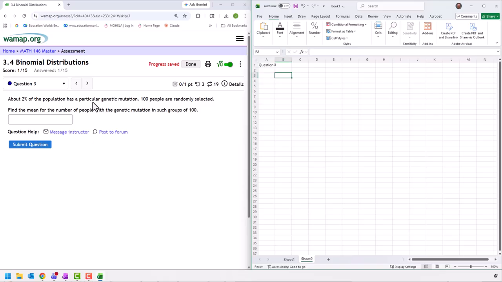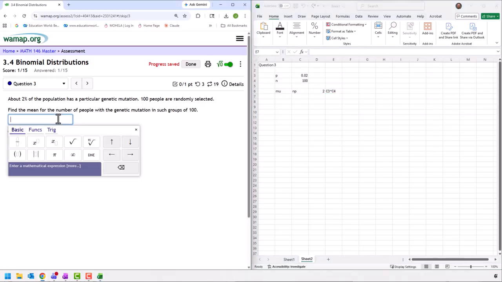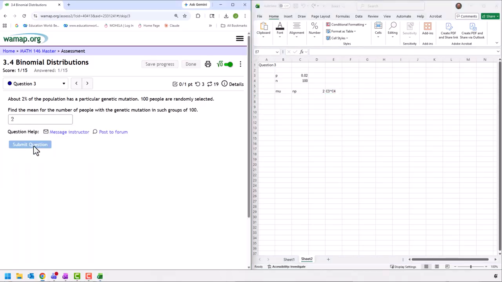About 2% of the population has a genetic mutation. So I'm saying that's a success, and 2% as a decimal is 0.02. Don't put it as 0.2, that'd be 20%. 100 people are randomly selected, so that's our sample size. Find the mean. So we're looking for the mean, mu. It is NP. And so we just need to multiply this, and there's our answer, 2. Now you might have been able to do that in your head. That's all right. Having a little work there.